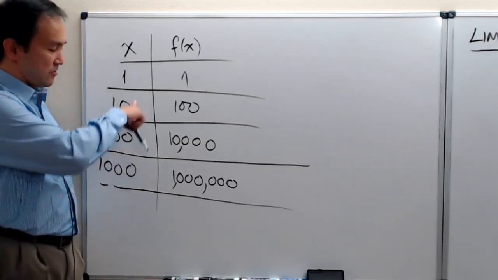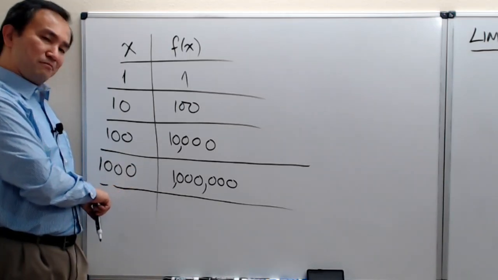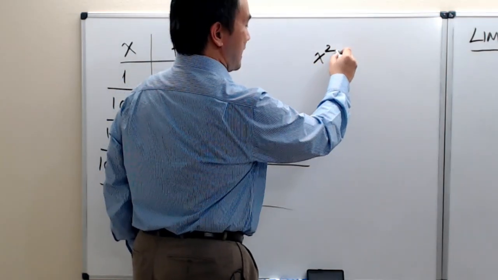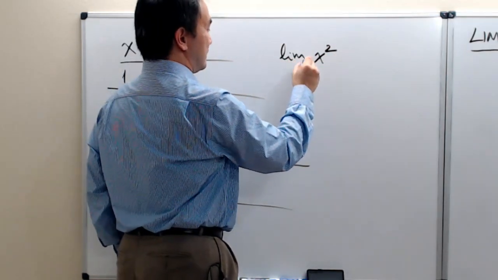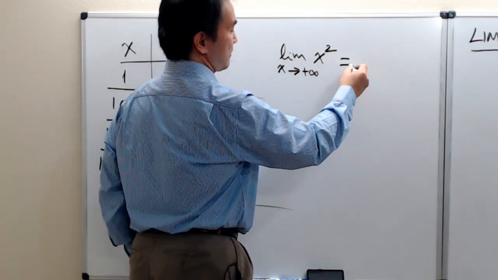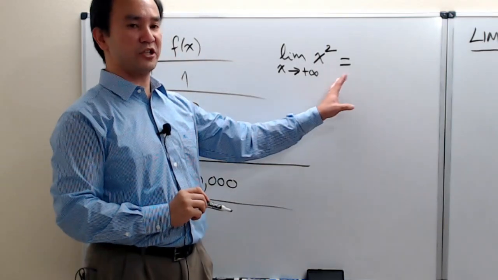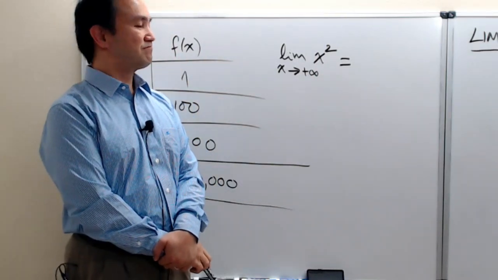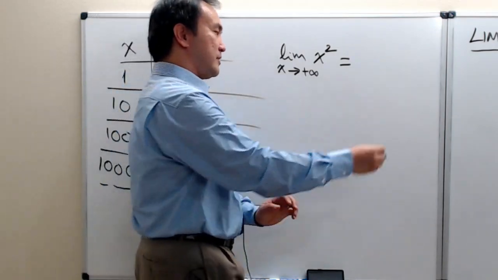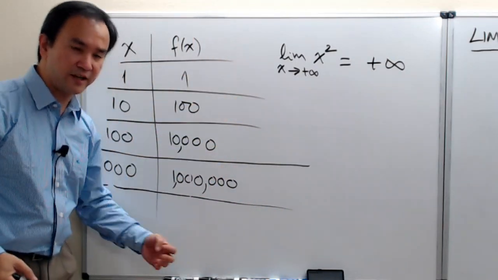Now I don't think we need to go any further, but anyone viewing the video can start making an estimate right now. For x squared, if we let x approach positive infinity, pause the video and make a quick estimate and then resume, and I'm going to show the answer together with you. All right, so everyone's back. The answer is positive infinity as an estimate.